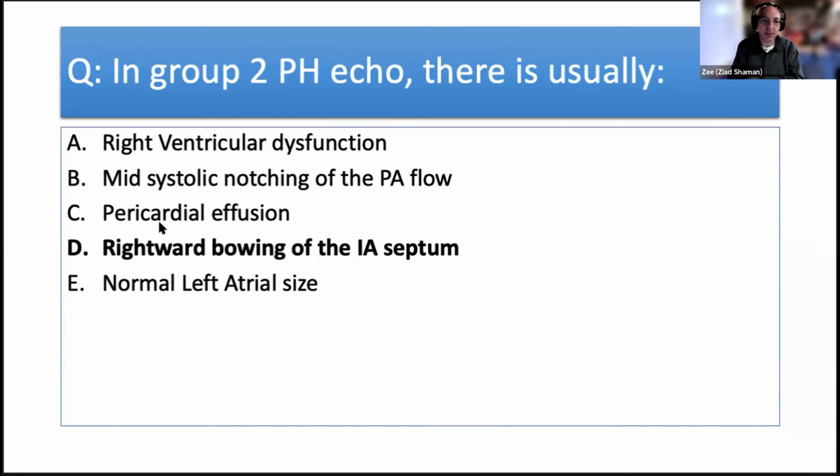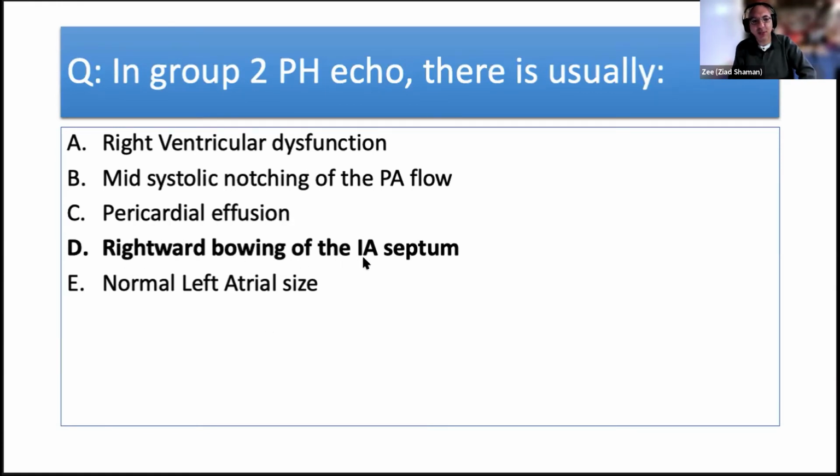That's how it happens. Pericardial effusion is more common in group 2. There usually is. If there is pericardial effusion, it's more likely to be in group 2 pulmonary hypertension. I don't know what I was thinking when I made the question, so skip that one. I think half of you answered this.